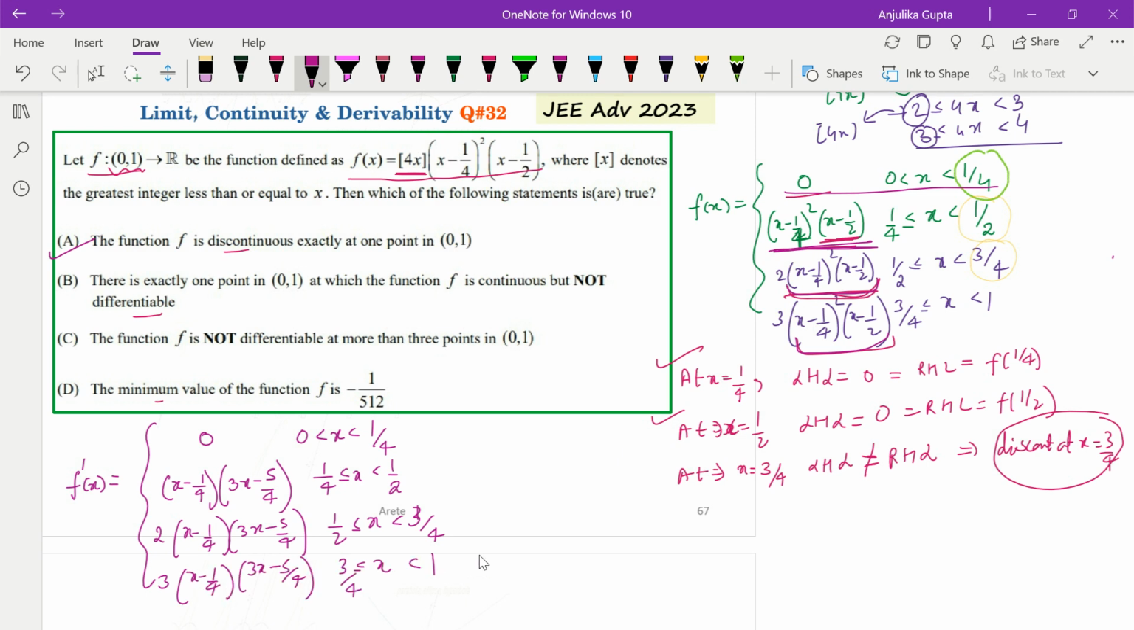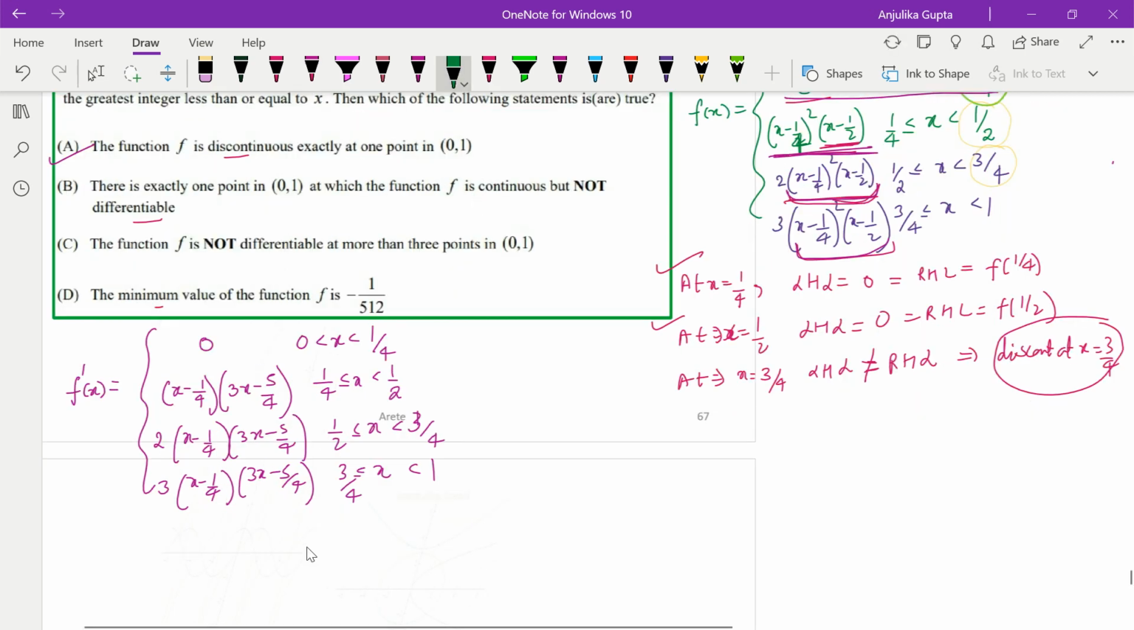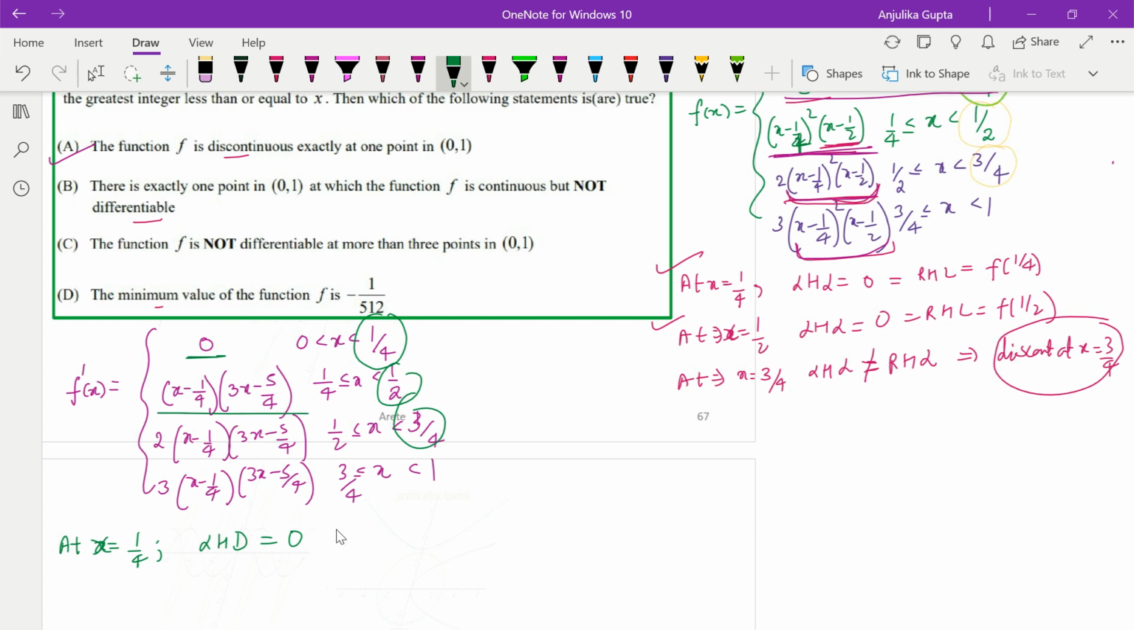Now let's start answering. What are they asking us? Which point are you interested in? Again, the points where it breaks, right? 1/4, 1/2, and 3/4. So at 1/4, what do you think? What is the left hand derivative? This. Can you see that? Left hand derivative is 0. What's the right hand derivative? You plug in 1/4, still you get a 0. So that is the same as the right hand derivative.